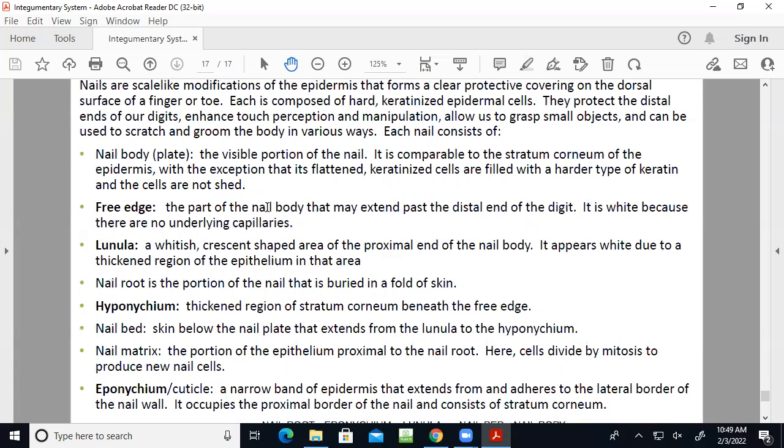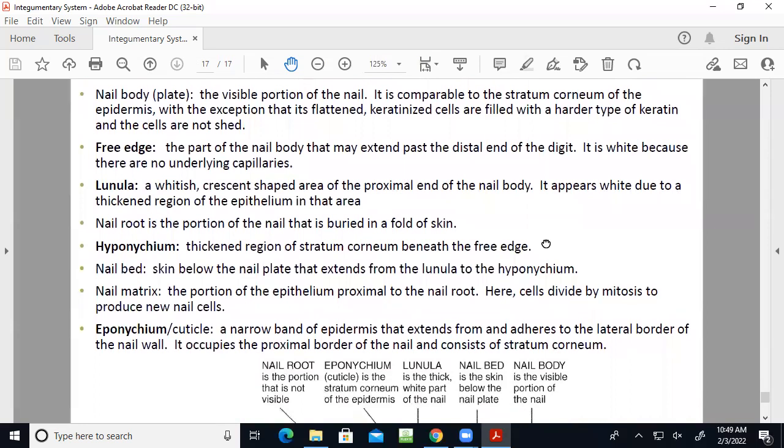Each is composed of hard keratinized epidermal cells. They function to protect the distal end of our digits, so the very ends of our fingers, enhance touch perception and manipulation, allow us to grasp small objects. And one of the best things they can be used for is just to scratch and groom the body in a variety of ways.